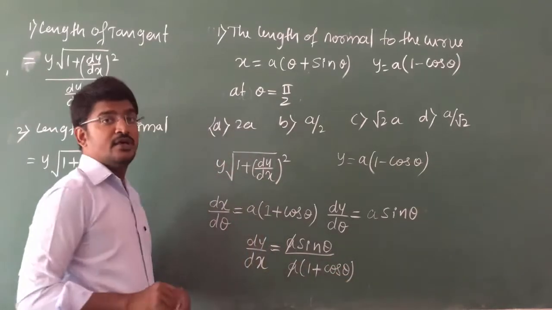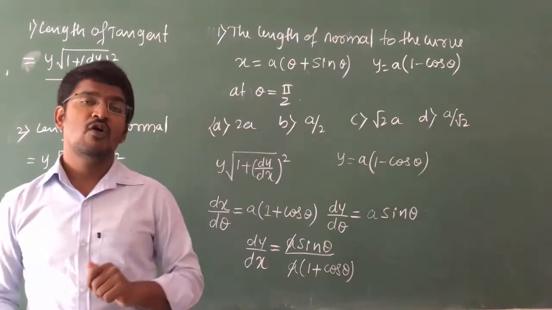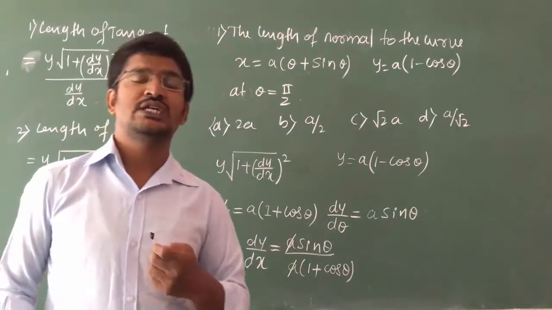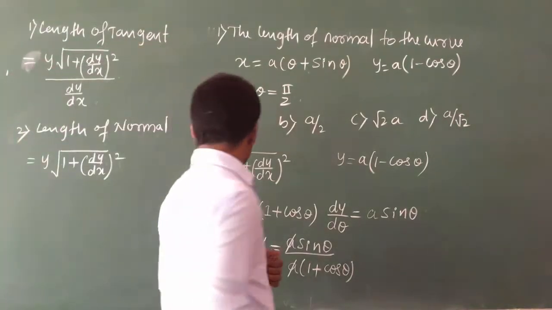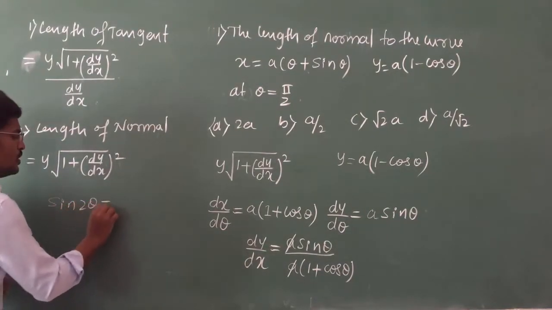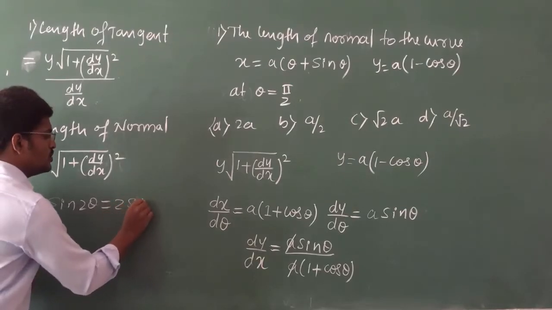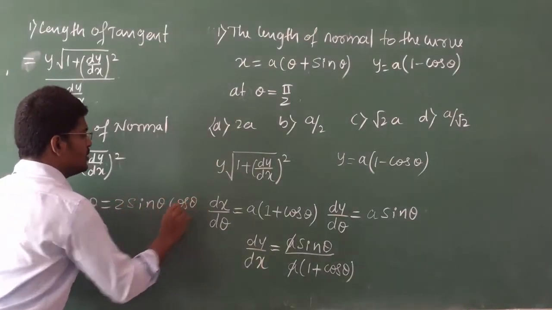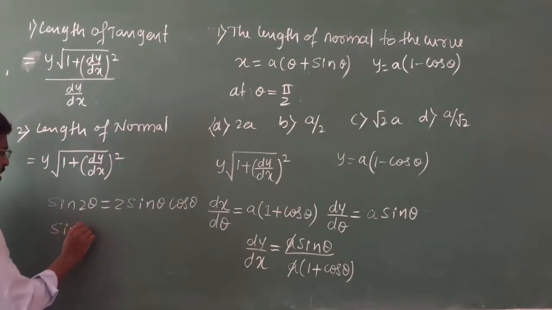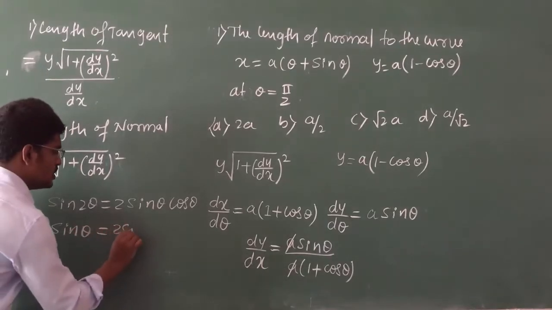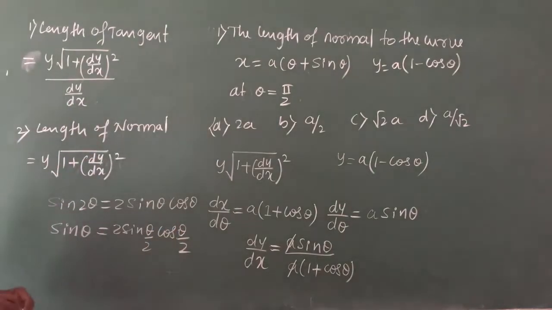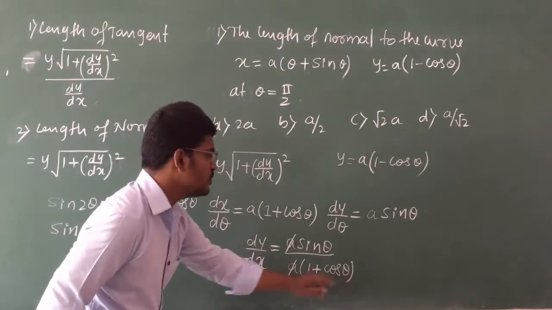Cancel a and a. So here now you have to use trigonometric formulas. That means sin 2 theta, cos 2 theta, tan 2 theta, those formulas you must know. So as you all know, sin 2 theta equal to 2 sin theta cos theta. So here you need the half angle formula, that is sin theta equal to 2 sin theta by 2 cos theta by 2. No problem. Here what you have, 1 plus cos theta.